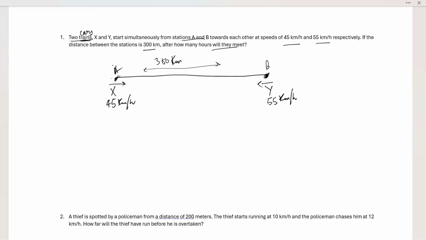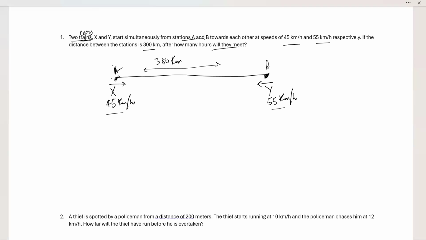Okay. Now in this case, what is happening? These two objects are moving towards each other. So the relative speed between the two of them, the relative speed of A with respect to B or of B with respect to A, would be what? The summation of these two speeds, just as we saw in the first explanation above.